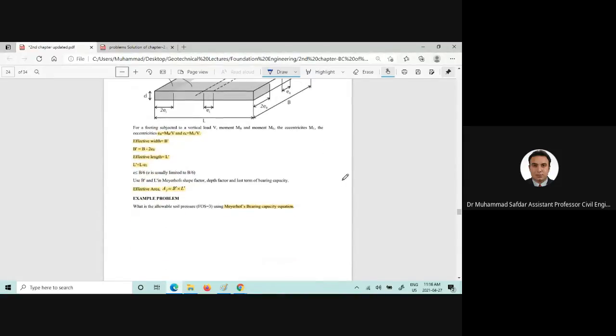And we also discussed the eccentric loading, so you can note down this equation, which is the EB or eccentricity in the direction of the width of the foundation, equal to the moment in the direction of the width of the foundation divided by the vertical load, and similarly the moment in the direction of the length of the footing divided by the vertical load which is applied onto that foundation. Effective widths and effective lengths, 2EL, that's the correction, and the effective area, please note down these equations as well.